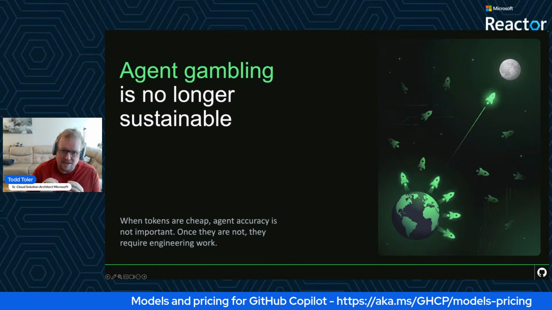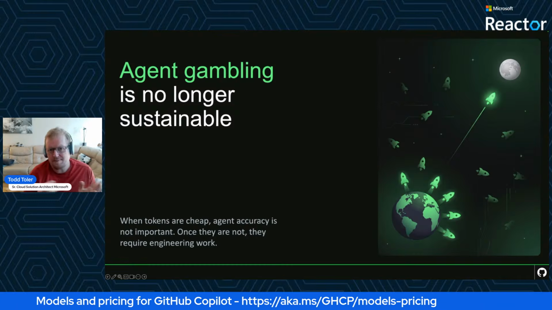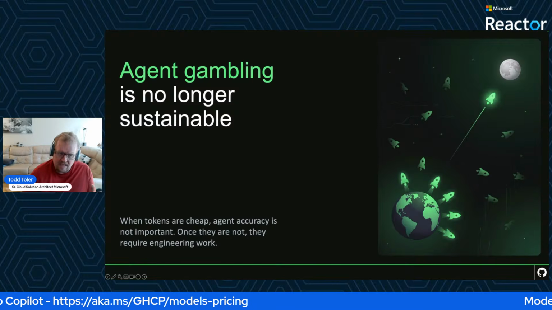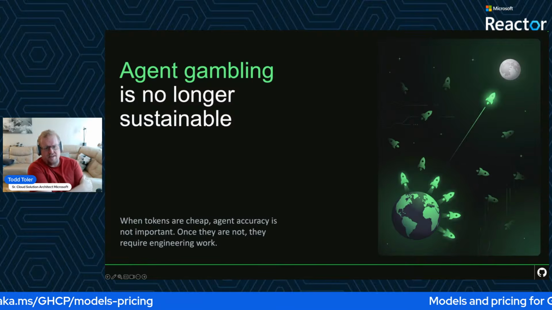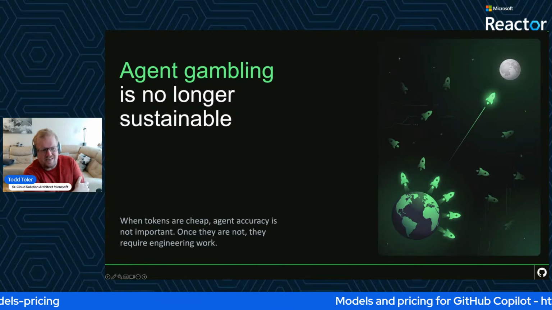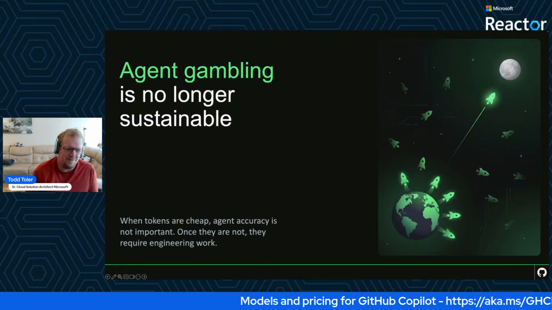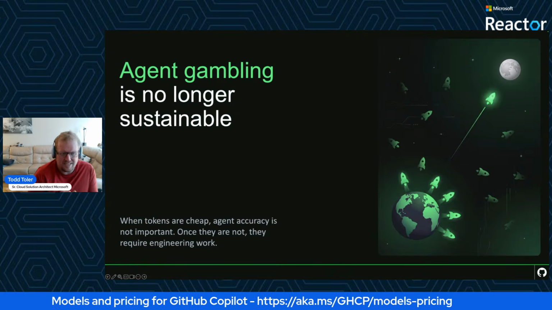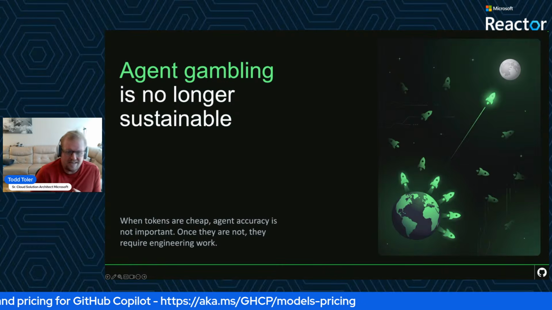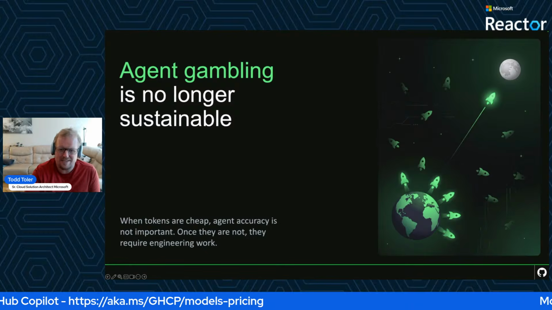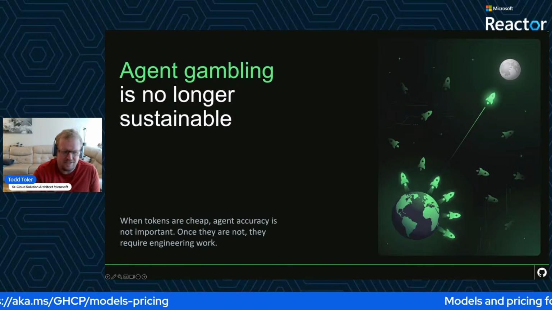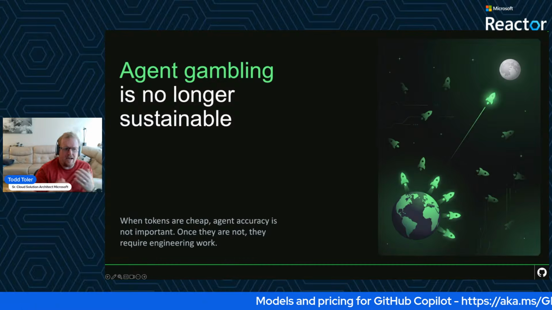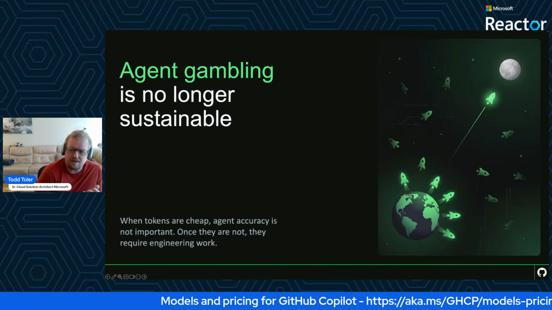You give only a little bit of context, you write a prompt, but don't put too much effort into it, and then you send the agent on its way. If it comes back with a good result, great. If it doesn't, you just send off the next agent, shoot them at the moon, however you want to look at it. The problem with that gambling approach is that it's no longer sustainable. It never really was, and it's part of what we're seeing. Now that code has become cheap, you have to think about the way that tokens are spent.